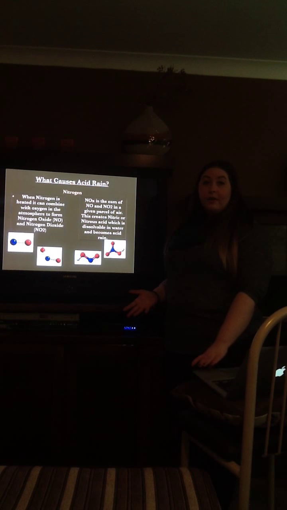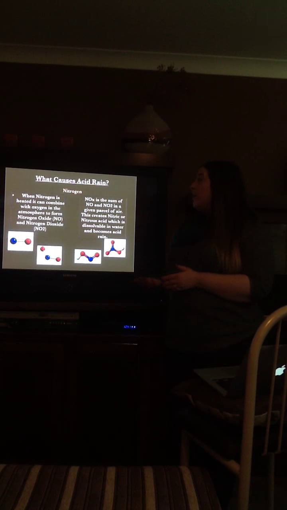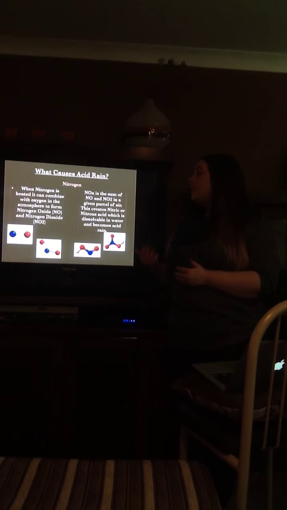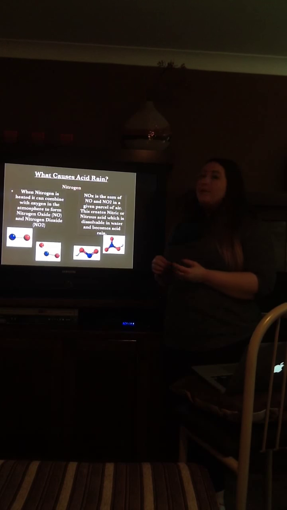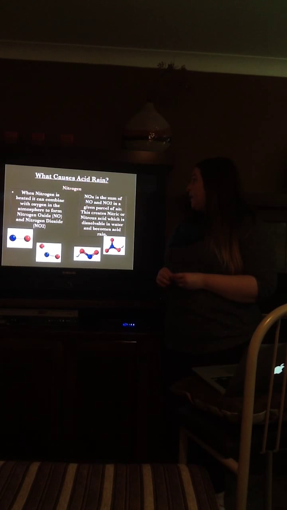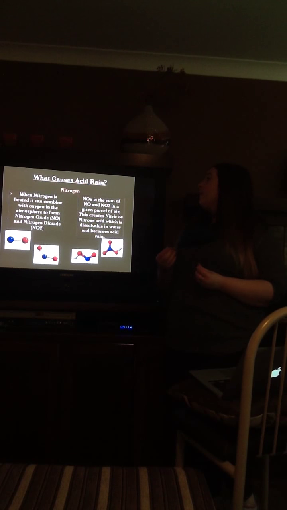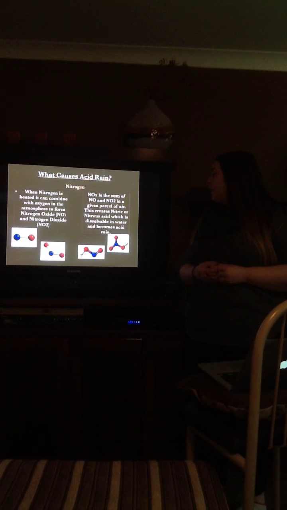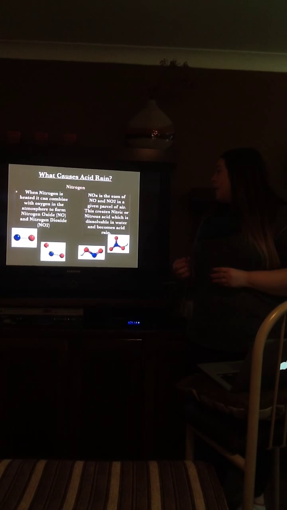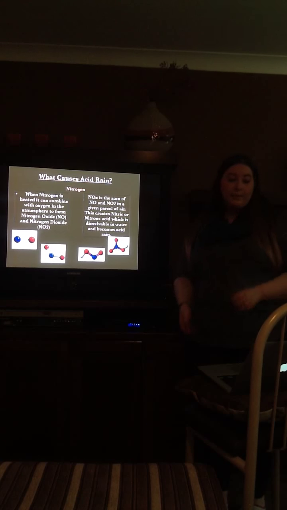The second main ingredient to acid rain would be nitrogen. Just like sulfur, when oil and coal are heated, nitrogen is released, and that can combine with oxygen in the atmosphere to form nitrogen oxide or nitrogen dioxide. In terms of acid rain, we would discuss it as NOx. NOx is the sum of nitrogen oxide and nitrogen dioxide in a given parcel of air. This creates nitric and nitrous acid, which is dissolvable in water and is what then becomes acid rain.